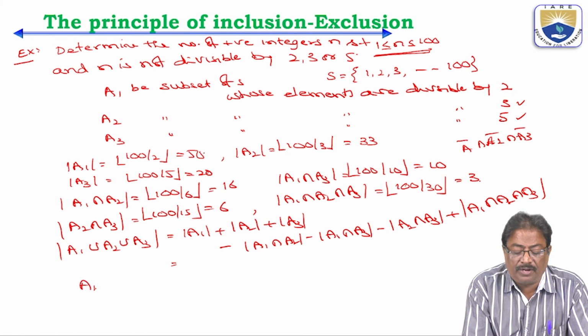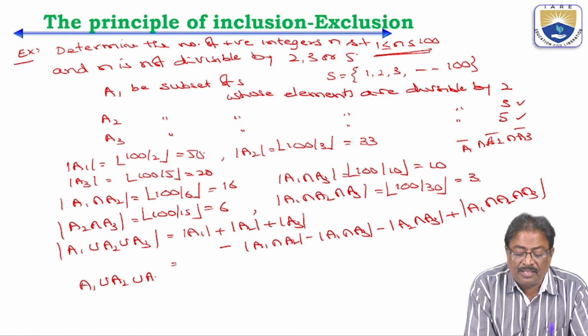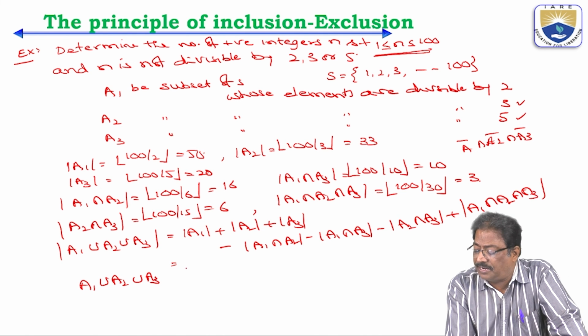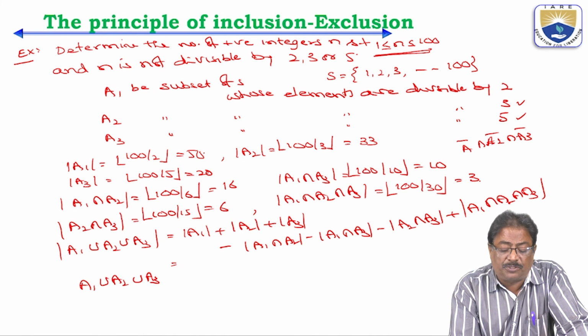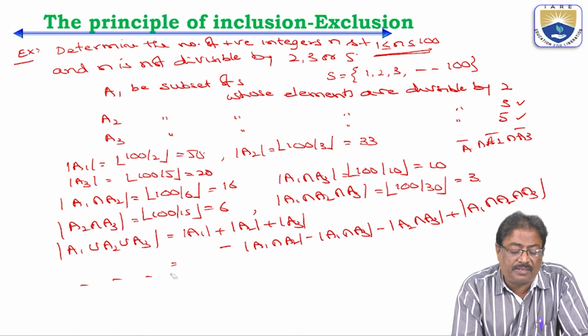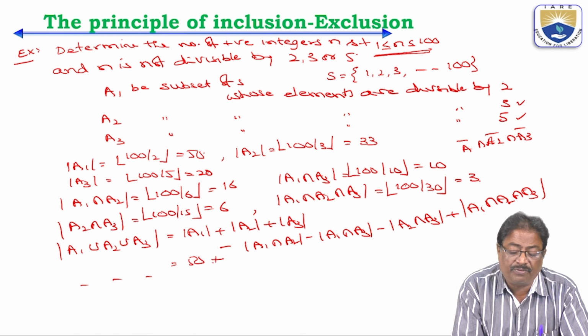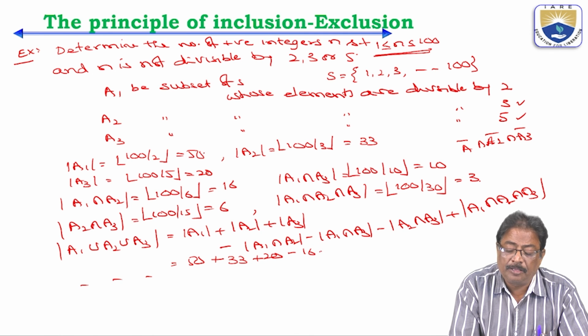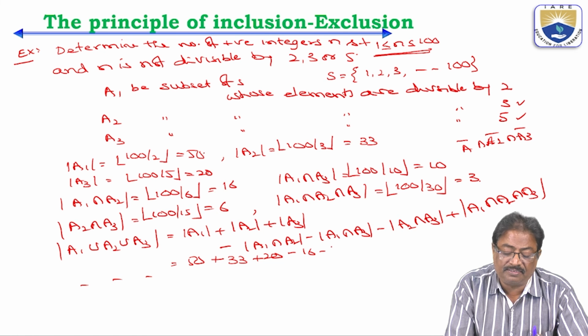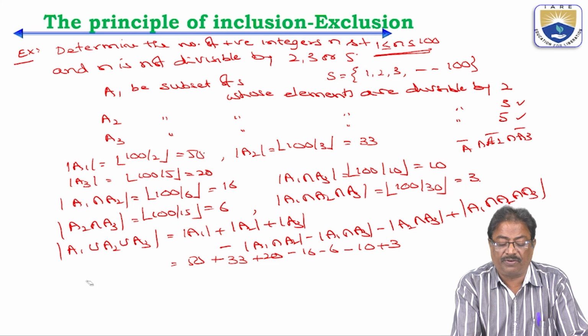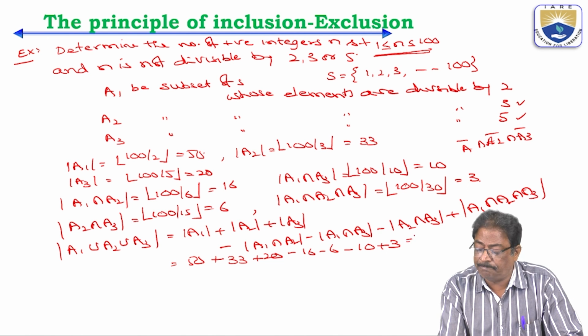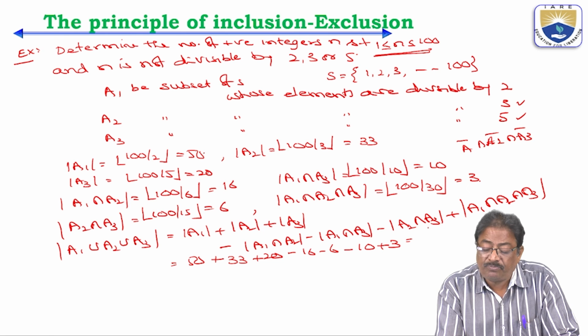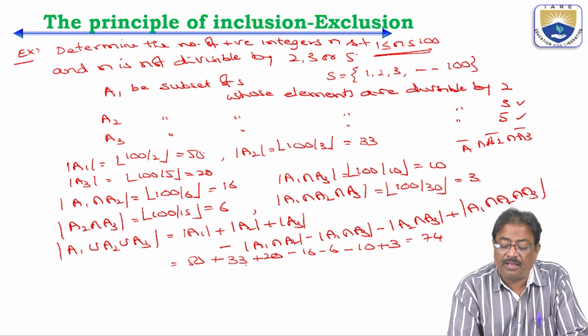So here, what I am going to calculate is A1 union A2 union A3. I am just substituting here. The cardinality of A1 is 50, the cardinality of A2 is 33, the cardinality of A3 is 20, and A1 intersection A2 is 16, A2 intersection A3 is 6, A1 intersection A3 is 10, and plus 3. If I simplify this, finally we get 74. So just adding all the things and next subtracting.